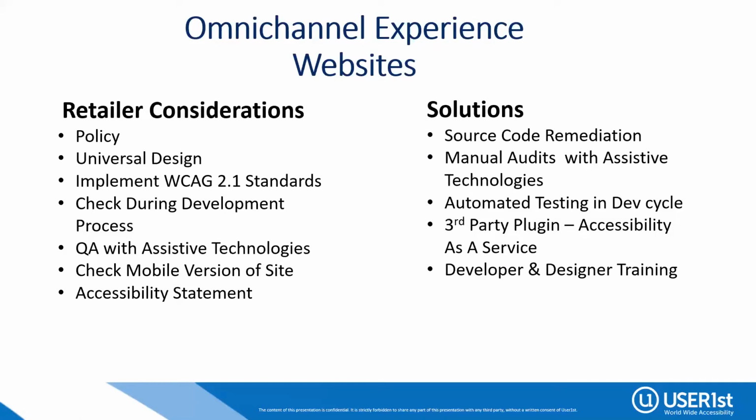Next up is QA. So you need to manually test the website with assistive technologies like screen readers. Individual pages might be accessible on their own, but once you put them together in a flow, blockers can start to emerge. And then you also want to make sure, mobile. So for many retailers, mobile traffic is higher than desktop. So don't just focus on desktop accessibility. Make sure that you check your mobile version, mobile responsive site as well to make sure it's accessible.